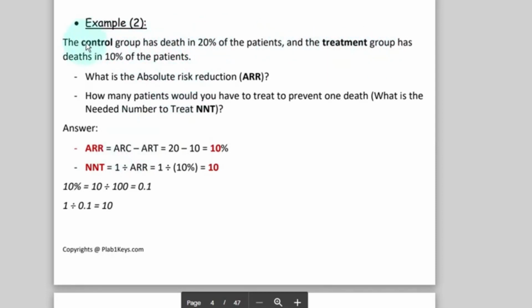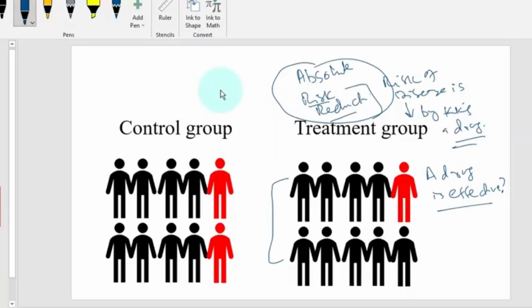Now in this example, it's a very beautiful example. The control group has death in 20% of patients. That is to say, if a control group is taken, if you take 10 people, 2 of them die of the disease. For example, you are testing for diabetes. You have experimentally found a new drug and you want to introduce it. Now you want to check how effective it is. So 2 people die. If you take a group of 10 people in a control group, they get placebo, and they die out of the complications of diabetes.